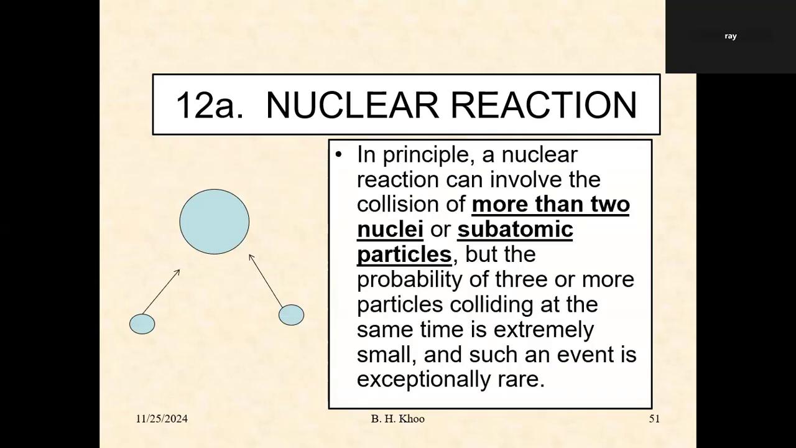In principle, a nuclear reaction can involve the collision of two or more nuclei or subatomic particles, but the probability of three or more particles colliding at the same time is extremely small. Such an event is exceptionally rare. So it's usually between two nuclei colliding. Three is very rare because we cannot aim at it. We just send them to collide, that's all.